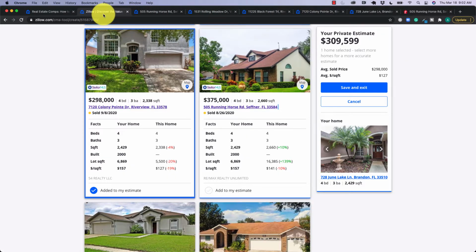So we go back to here, this 505 Running Horse Road, and just at the outset we can already know that we can use this as a comparable. However, this home is a nicer home based on the finishes.